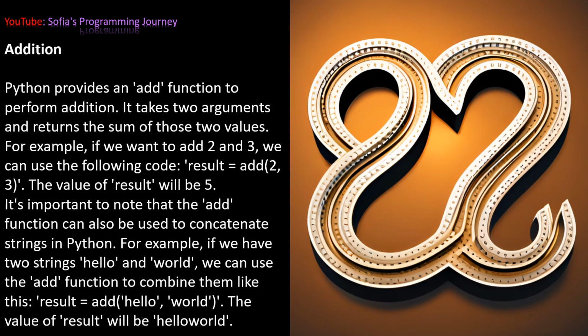Python provides an add function to perform addition. It takes 2 arguments and returns the sum of those 2 values. For example, if we want to add 2 and 3, we can use the following code: result equals add 2, 3. The value of result will be 5. It's important to note that the add function can also be used to concatenate strings in Python. For example, if we have 2 strings, hello and world, we can use the add function to combine them like this: result equals add hello world. The value of result will be hello world.